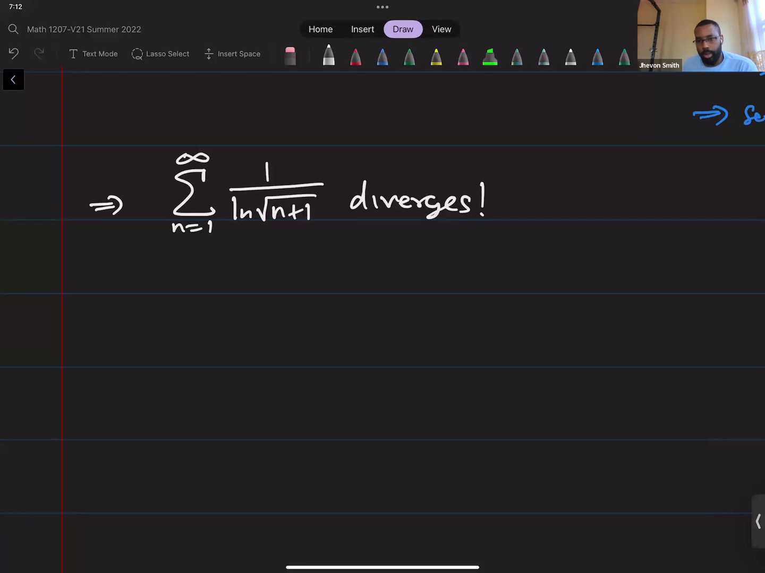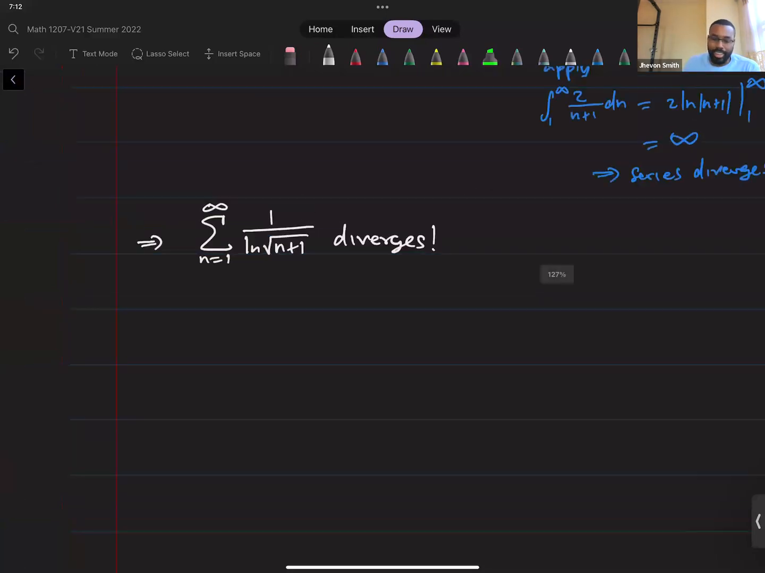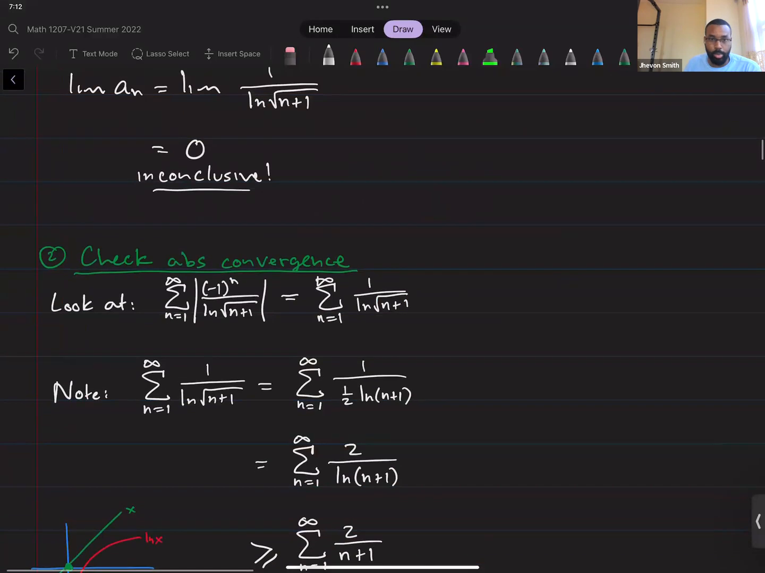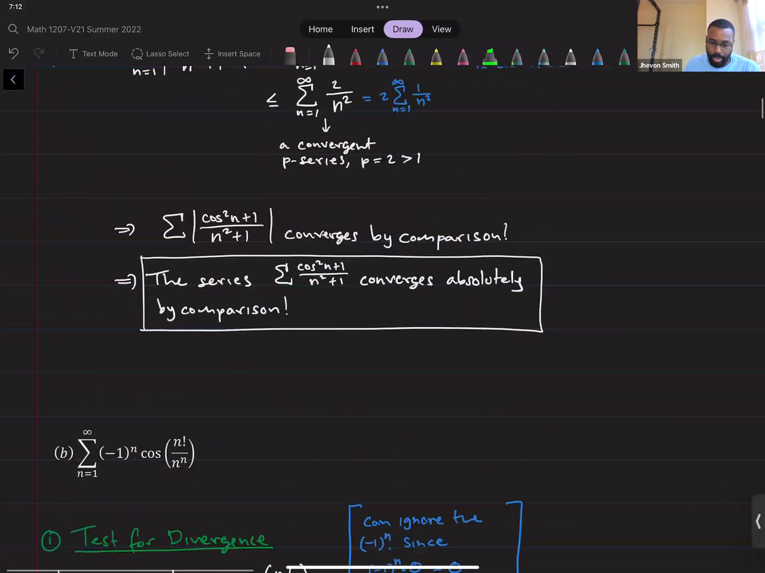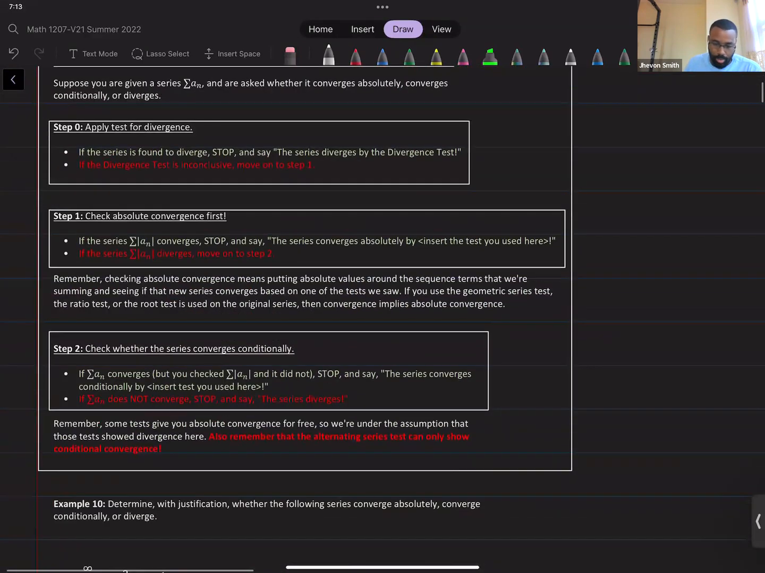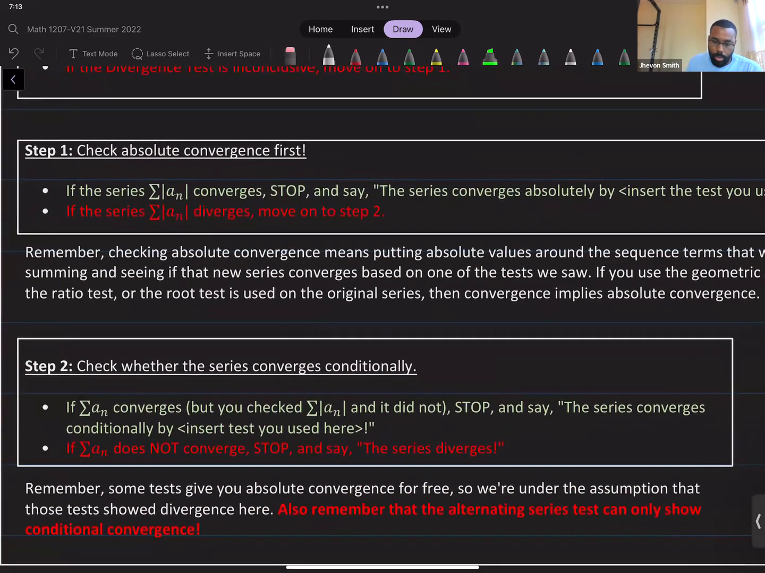Now, I want you to note, we're actually not done. Technically, we're on step 2 of this process. And remember, as I mentioned in the table, well, step 1, because we had a step 0. If you put absolute values around something and it diverges, you should actually move on to the next step. So we know that it doesn't converge when we put absolute values around it. So there's still the question of, would it converge if I didn't put absolute values around it?